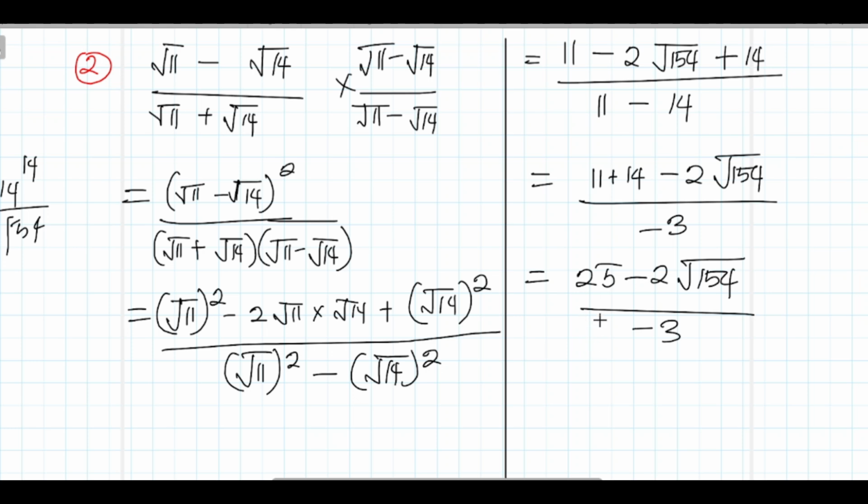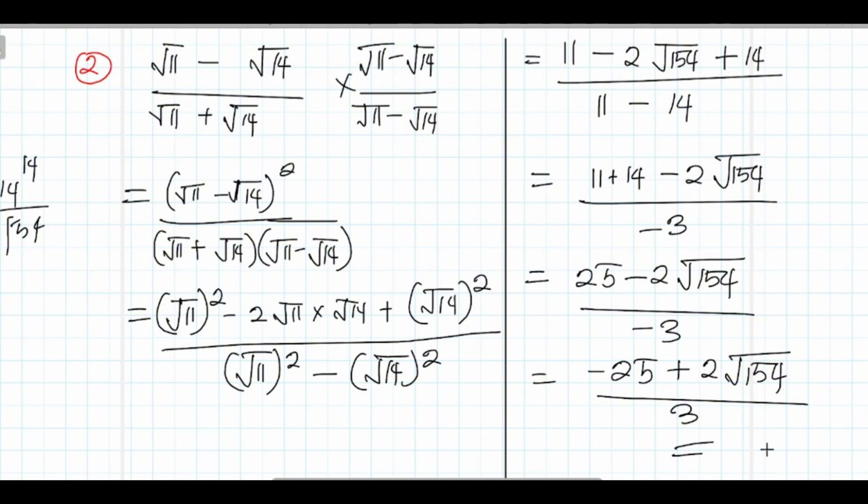So we need to multiply everything by minus. Minus times plus, that will be minus. Minus times minus, that will be plus. So we simply have this final answer: minus 25 plus 2 root 154 all over 3. And that is what we have as the final answer. So the denominator is no longer a surd, and that is our aim, to rationalize this denominator.